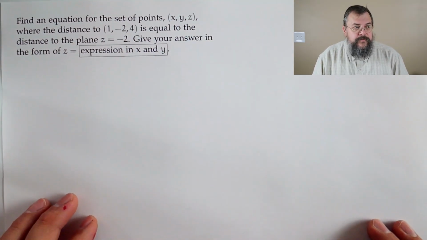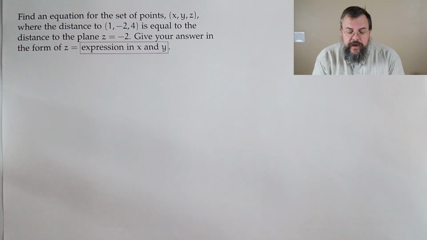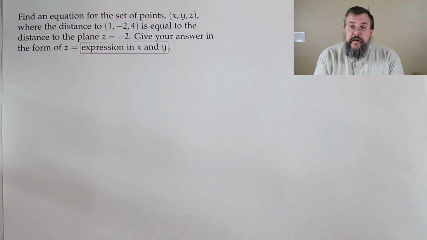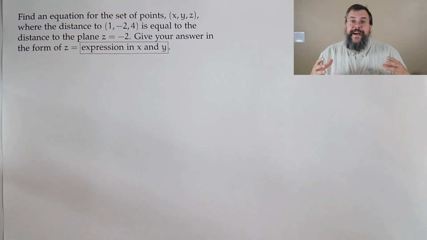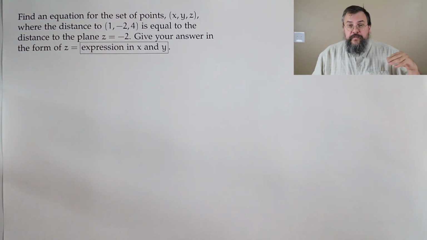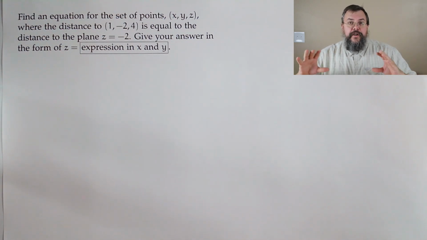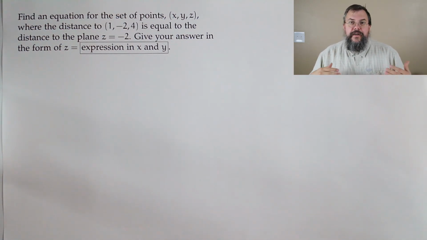Okay, well, let's try another problem. Find an equation for the set of points (x, y, z) where the distance to the point (1, -2, 4) is equal to the distance to the plane z equals -2. And give your answer in the form of z equals some expression in x and y. That's oftentimes how we like to have our answers, z in terms of x and y, especially as we go on towards the middle and end of the course. We really like to think, how does z change as you change x and y? So we like to have z as a function of x and y.